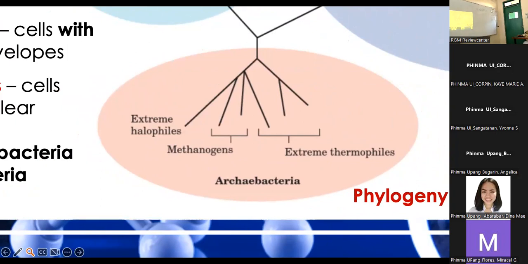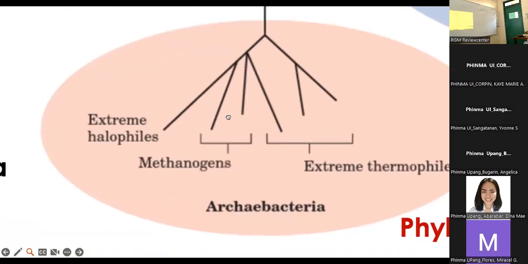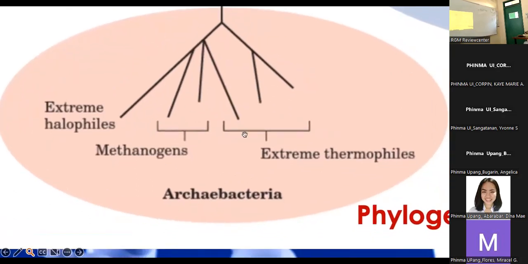So, the Archaebacteria are prokaryotic organisms with special abilities. They are able to withstand extreme temperatures, and those are what you call the extreme thermophiles.